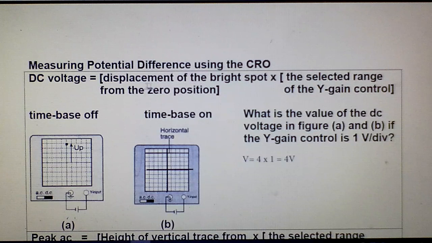Here the Y gain is set at 1 volt per division. It's like a scale for the vertical part of the screen, so we call it Y gain. You see the spot from the center to here displays 4 divisions. The time base is on, so you observe a straight line. So 4 divisions, thus the voltage of the battery is equivalent to 4 times the Y gain. So 4 times 1 is 4 volt. So we get the value of the voltage of the battery.